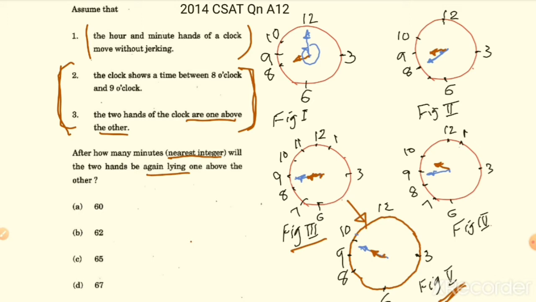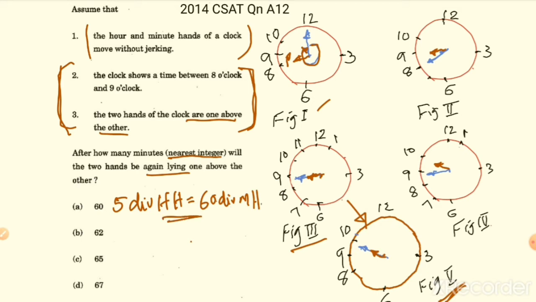So for that we need to understand movement of 5 divisions of hour hand equal to movement of 60 divisions of minute hand. So in the figure 1 here, when this minute hand moves by 60 minutes, the hour hand moves by 5 divisions and reaches 9. So it is 9 o'clock. That is what is written here.